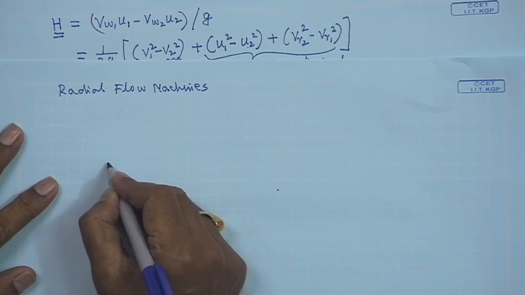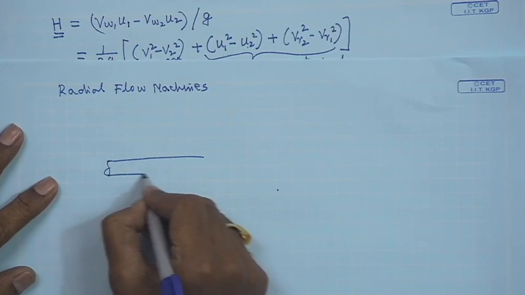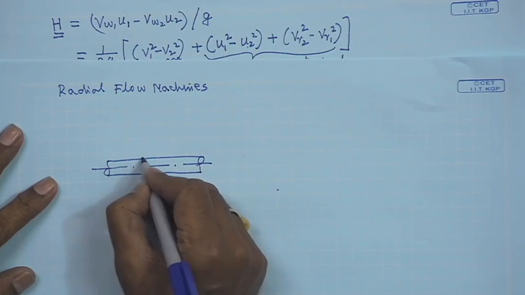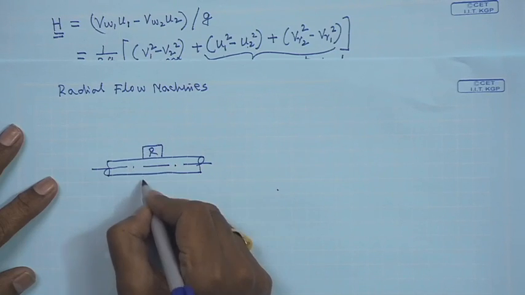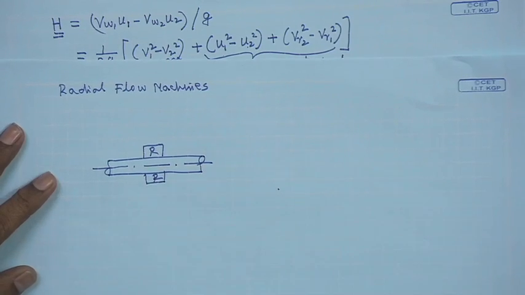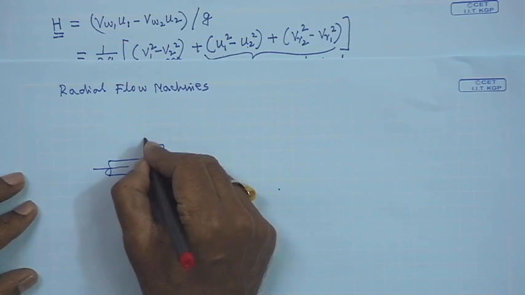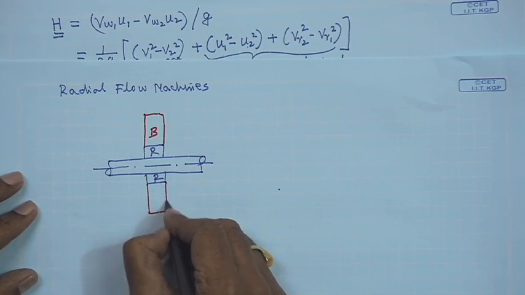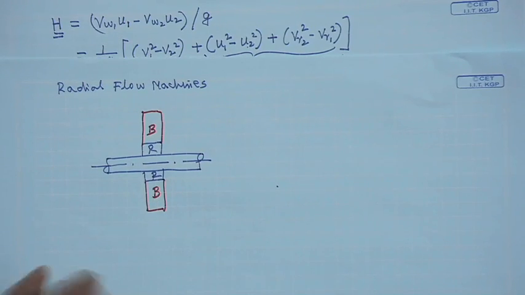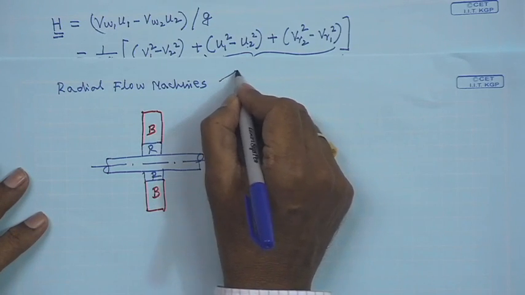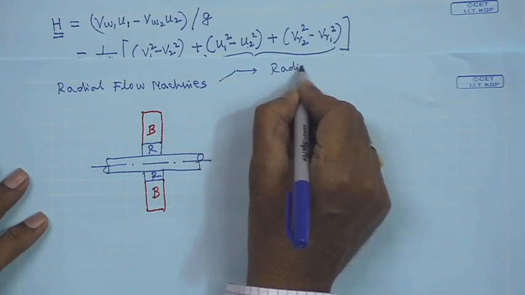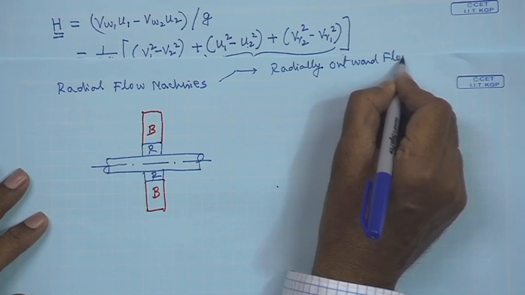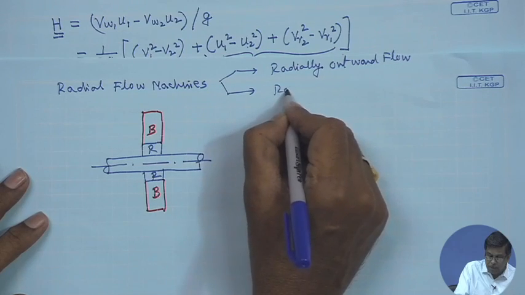Radial flow velocity can be represented like this: if this is the shaft, let us have a rotor like this, and let us have a blade B mounted on it. Now, in radial flow machines, there are two types. One is radially outward flow machines. Another is radially inward flow machines.